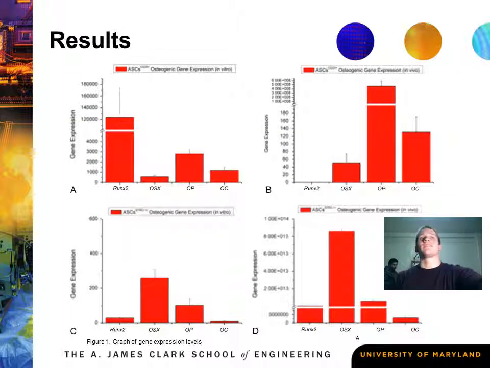Graph A represents the ASCs seeded in SPCL scaffolds and cultured in vitro with osteogenic medium. Graph B represents ASCs seeded in SPCL scaffolds and implanted in nude mice. Graph C represents ASCs seeded in SPCL scaffolds and cultured in vitro with osteogenic medium. And finally, Graph D represents ASCs seeded in SPCL scaffolds and implanted in nude mice.